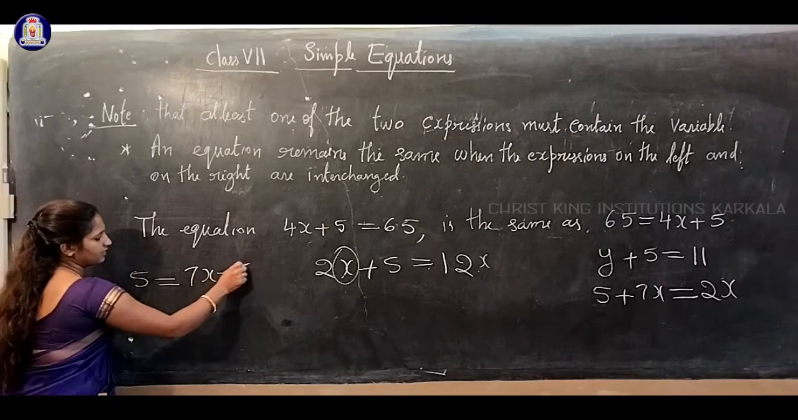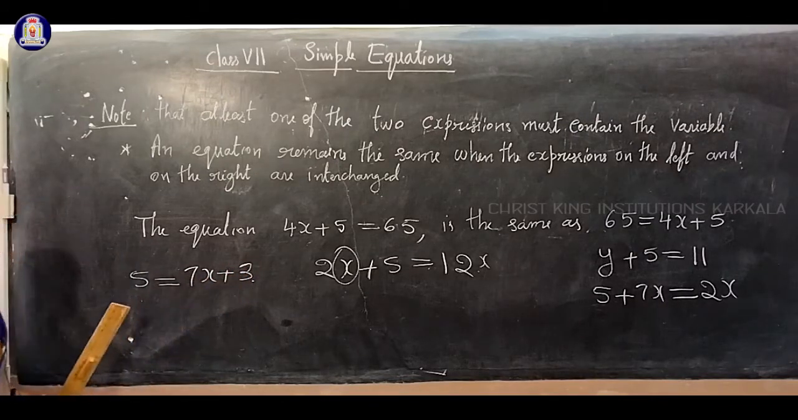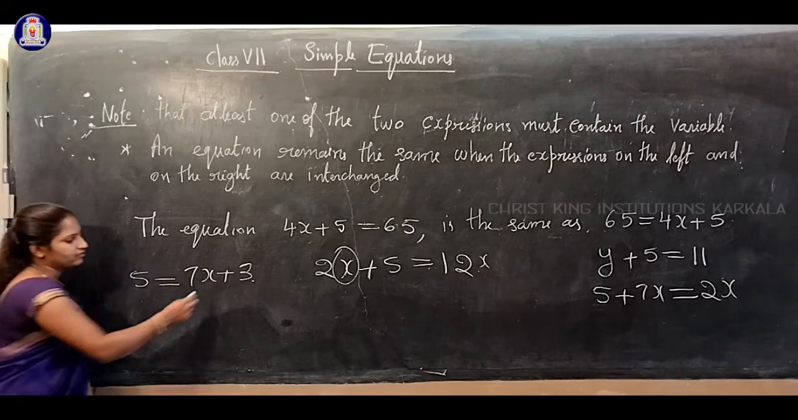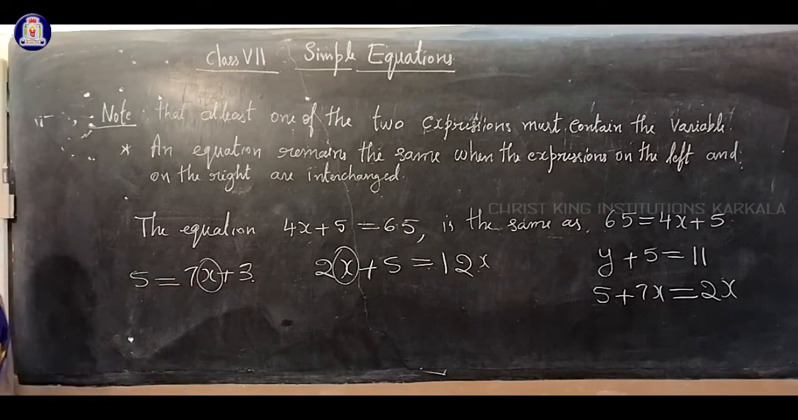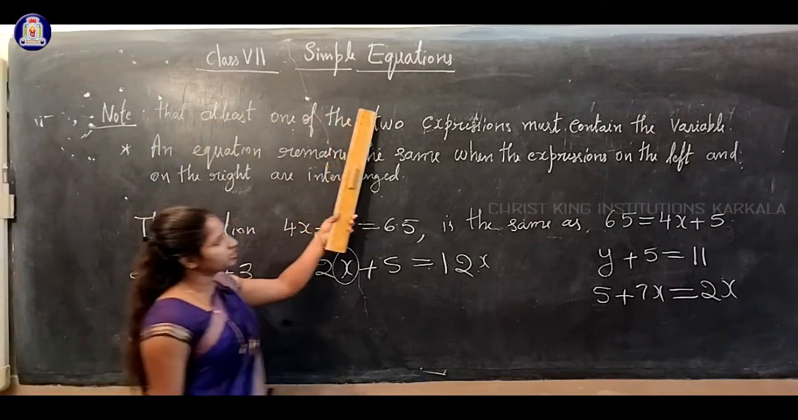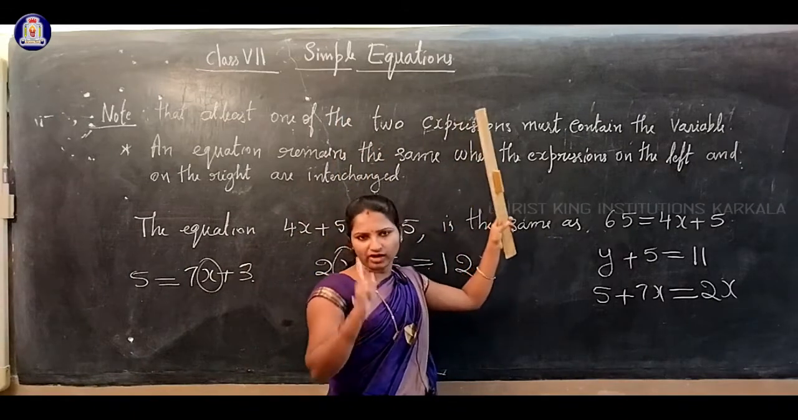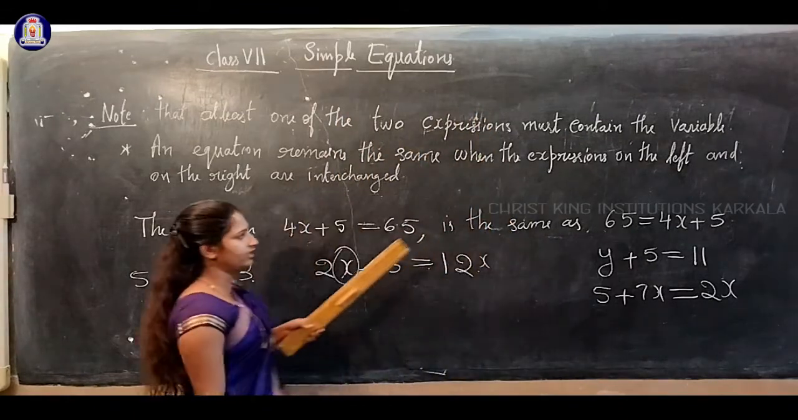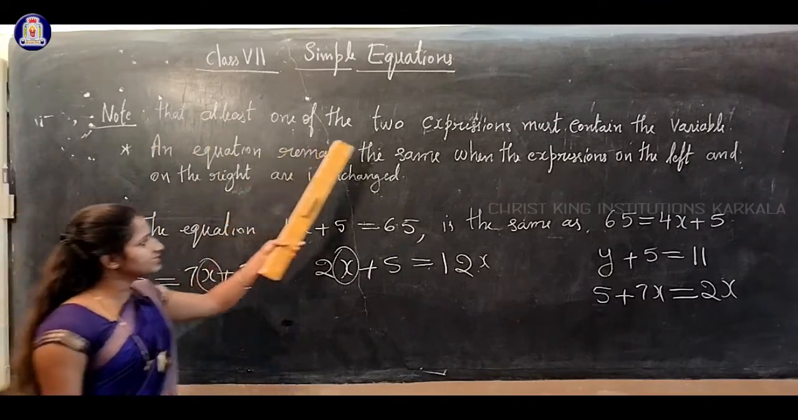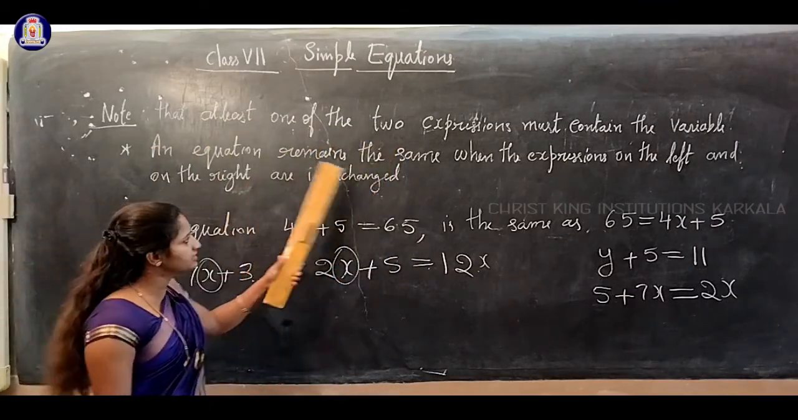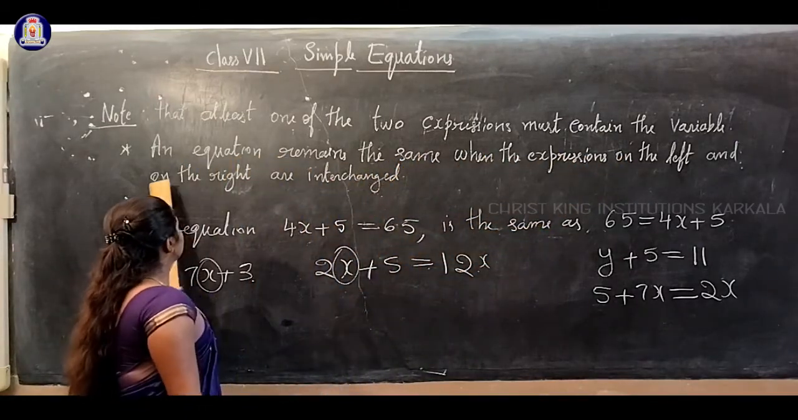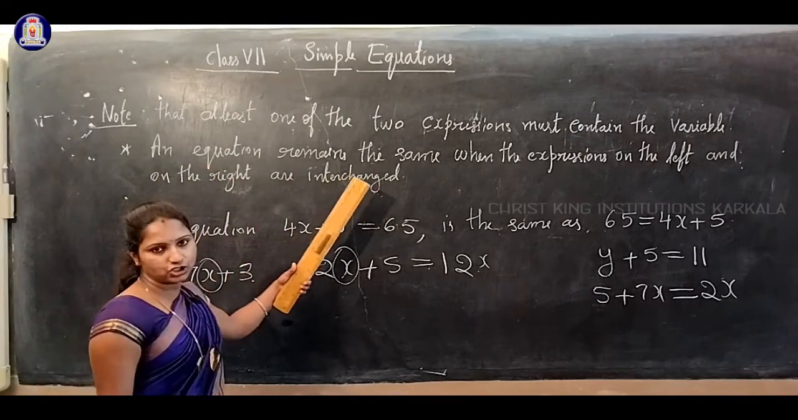Means 7 equals x plus 3. So this is the left hand side and this is the right hand side, right? But we can find the variable in the right hand side, and that is also an equation. So an equation must contain one variable on any side. Clear? So one more: an equation remains the same when the expression on the left and on the right are interchanged.